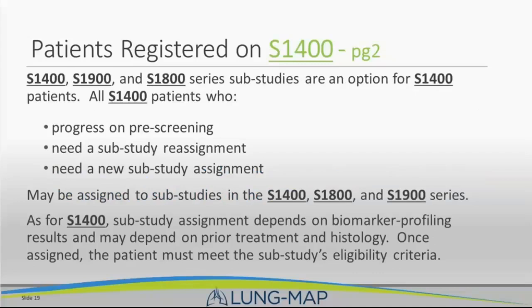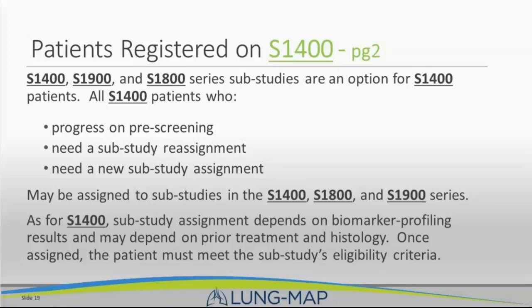Excellent. Thank you. So all S1400 patients will have the option to go on to the existing sub-studies and any new sub-studies that we open under the 1800 and 1900 series numbers. This applies to patients who progress during the pre-screening, who might need a sub-study reassignment after being found ineligible for a previous assignment, or might need a new sub-study assignment after progressing on a current LungMap sub-study.